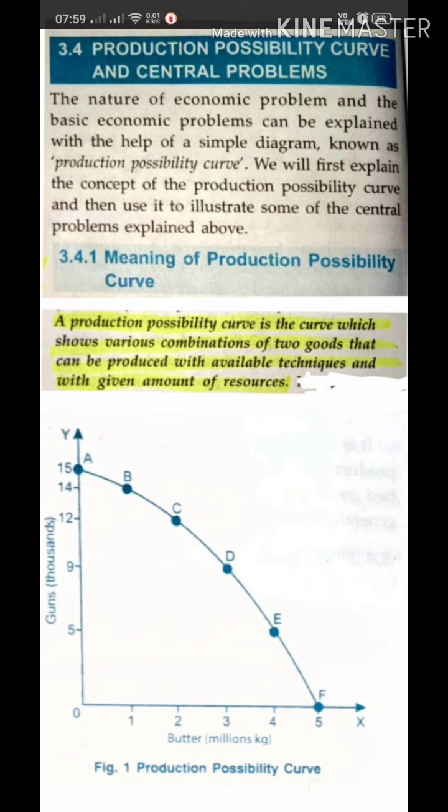Now see B, when you are making 1 butter and 14 guns, you can check out that you are sacrificing one part, that is, one part of gun. There is a reduction in gun. So this is the sacrifice which is being made. Am I clear? Likewise, you can check the complete schedule.